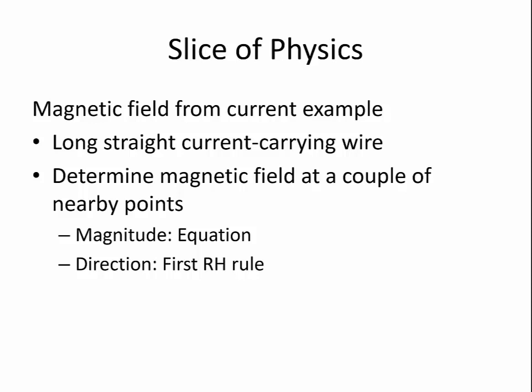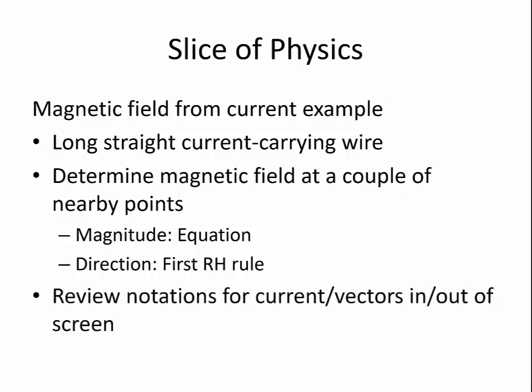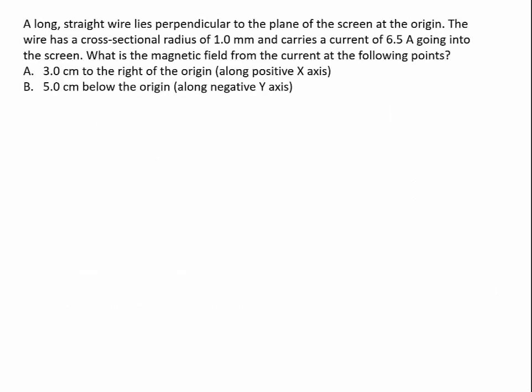In order to figure out the magnetic field, we will have to determine its magnitude, for which we have an equation, and then we will use the first right-hand rule to figure out the direction. And as we do this, we will review our notations for vectors and current in and out of the screen or the page. All right, here's the problem we want to tackle.